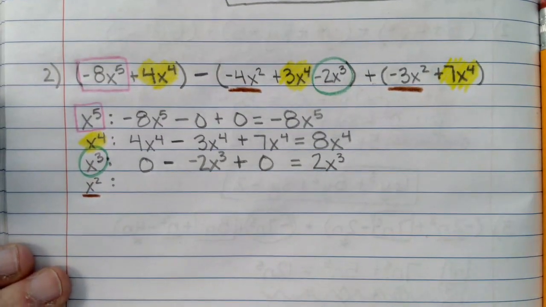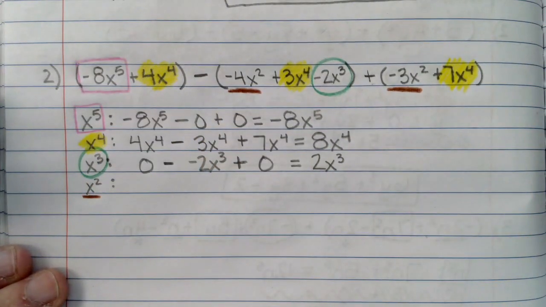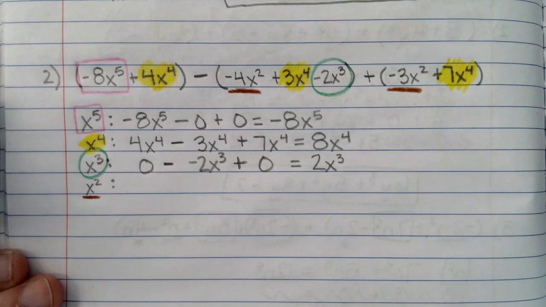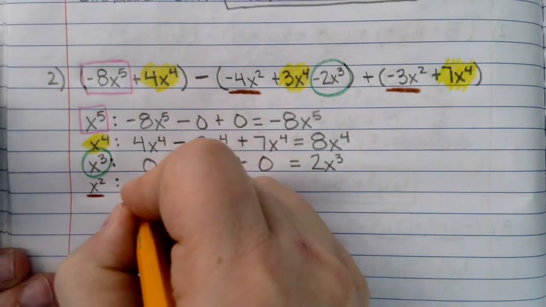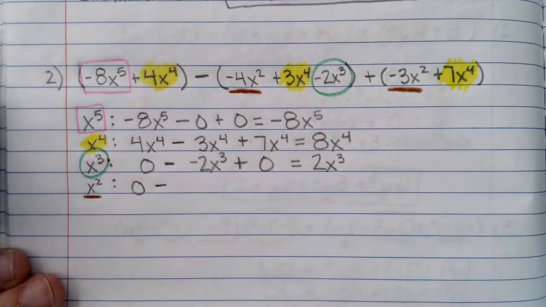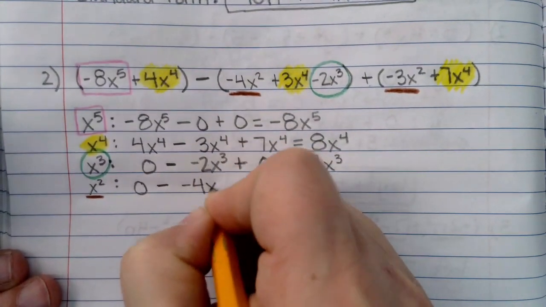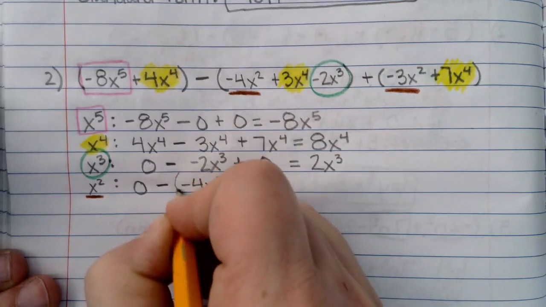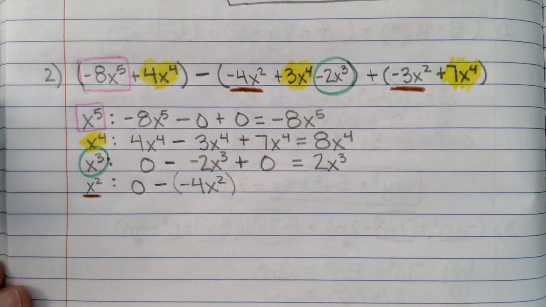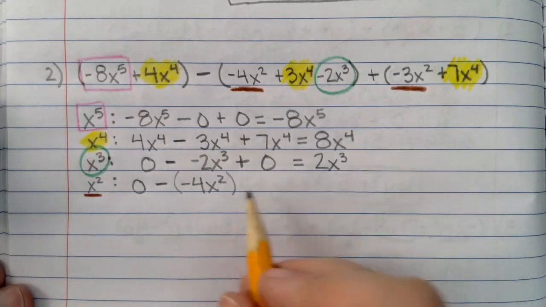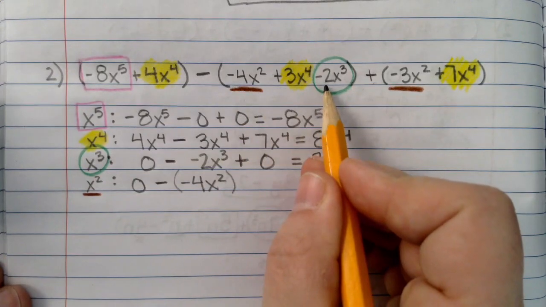polynomial? No. So it's going to be 0 minus negative 4x squared. So it's like there's two negatives there. If you want to use parentheses, you can. You don't have to. But it might help you see that negative different. Okay, what comes after that polynomial? What operation? A plus. So that plus was there. Negative 3x squared.